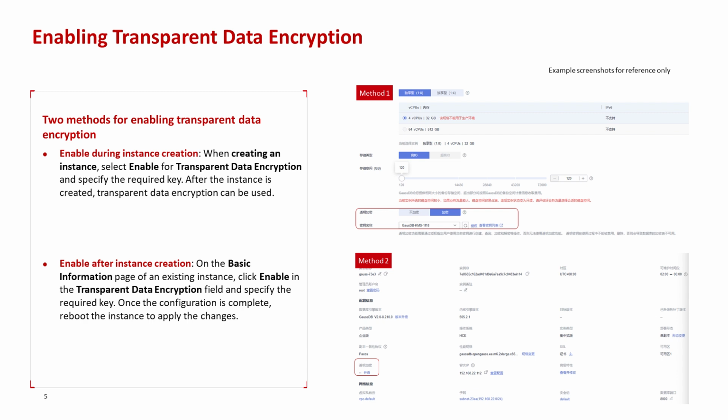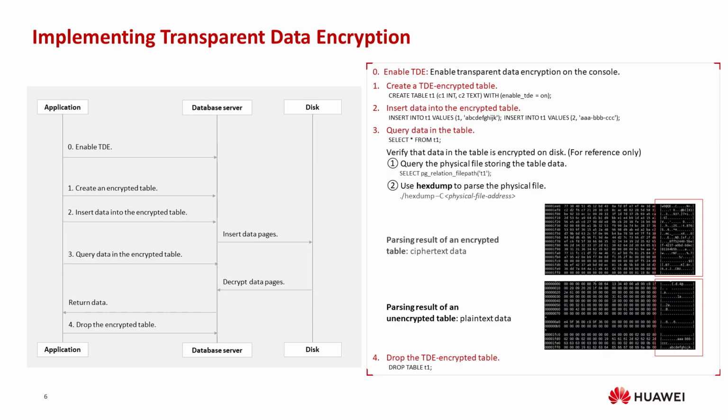For an existing instance, you can navigate to its basic information page, click Enable in the transparent data encryption field, and then select the created key to enable this feature. Then, reboot the instance to apply the configuration. Note that the encryption key cannot be changed once transparent data encryption is enabled in either scenario. Now let's explore how to implement and verify transparent data encryption in practice.